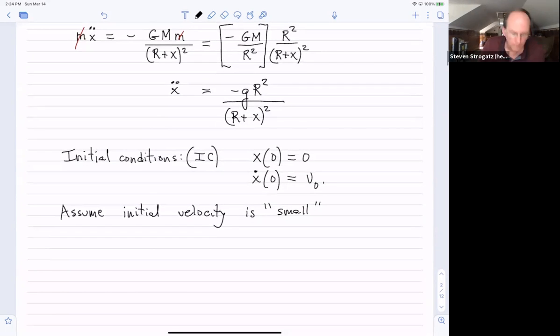So these are, you know, in a real application, you'd have to sort of monkey around a little to figure out what is the right small parameter. And so I want to illustrate that with this problem. Anyway, so we're going to assume the initial velocity is small such that, as I say, the distance above the Earth is going to be very small compared to the radius of the Earth at all times.